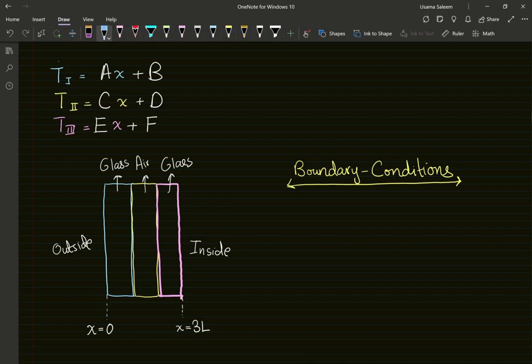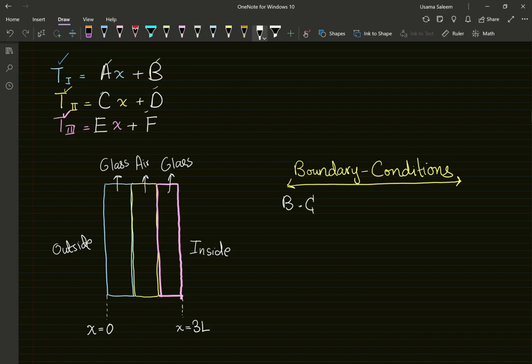My domain 1 is the outside glass, domain 2 is the air gap, and domain 3 is the inside glass. As you can see, there are 1, 2, 3, 4, 5, 6 constants of integration, which means I'm going to need 6 boundary conditions. So in this video I'm going to fully specify this problem.